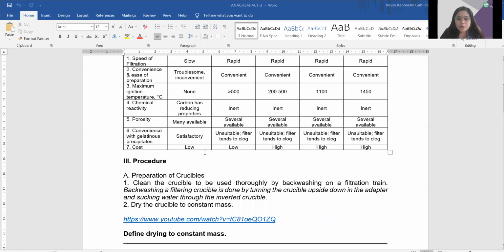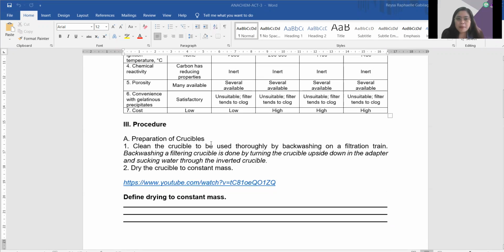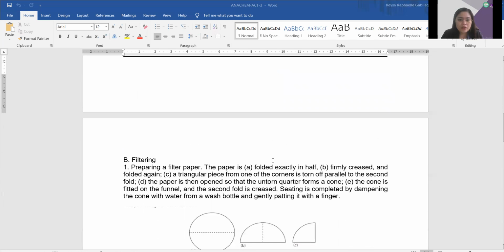Now, for this activity, what you need to do is to read and understand the procedures in handling these crucibles and also the filter paper. So you will see here the first part, preparation of crucible. So you may read the procedure, or I have given you the link here for the process. You may watch it sa time natin. And then after watching the procedure in the preparation of crucibles, you have to answer the following questions. Okay? So you have here define drying to constant mass.